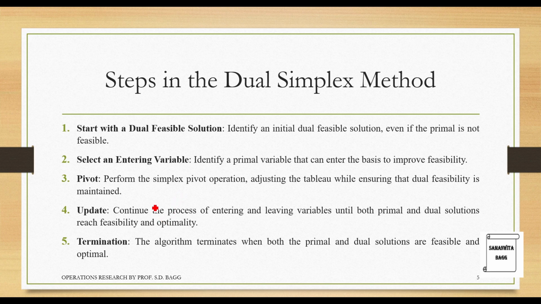The fourth step is update. Continue the process of entering and leaving variables until both primal and dual solutions reach feasibility and optimality. And last is termination. The algorithm terminates when both the primal and dual solutions are feasible and optimal. So these are the steps. I will explain all of this in detail when we take up a numerical on this topic in the next session.